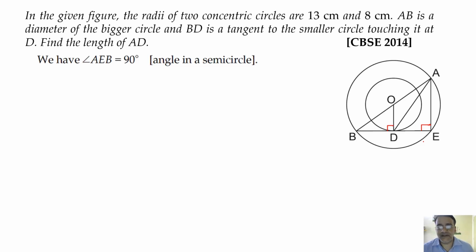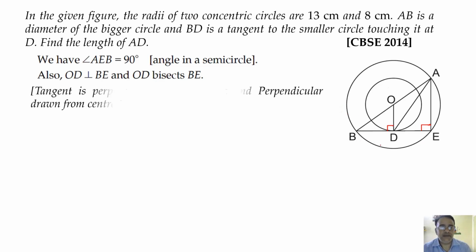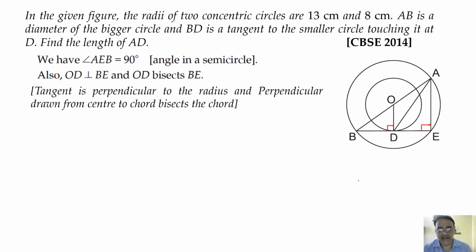But why is OD perpendicular to BE? Because they follow through the point of contact. Right, very good. Tangent is perpendicular to the radius through the point of contact. Okay, fine. So for both, we have to write OD perpendicular to BE and OD bisects BE, because tangent is perpendicular to the radius and perpendicular drawn from center to chord bisects the chord.